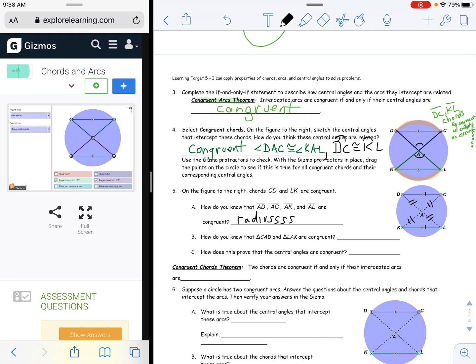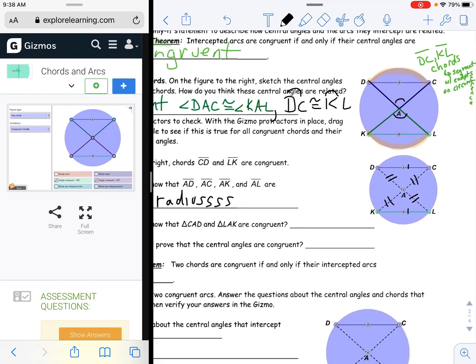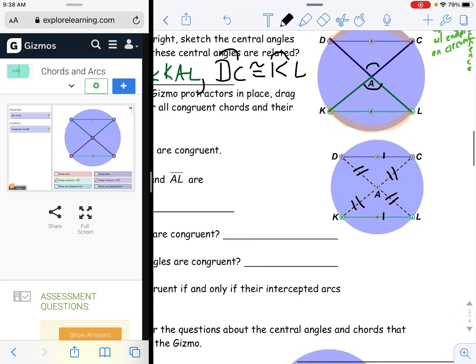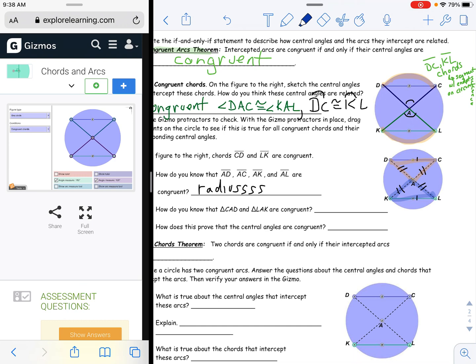All right, and then a fun fact is, how do we know that triangle CAD and triangle LAK are congruent? Well, it's side, side, side. Look at this triangle. Both triangles have corresponding sides that are congruent to the other triangle's corresponding sides. So we know they're congruent by side, side, side, which we can call SSS, but I felt like writing that out.